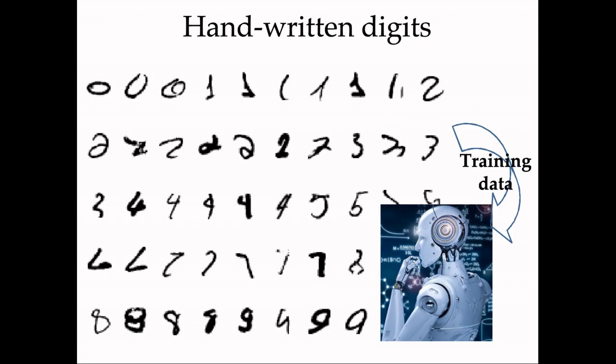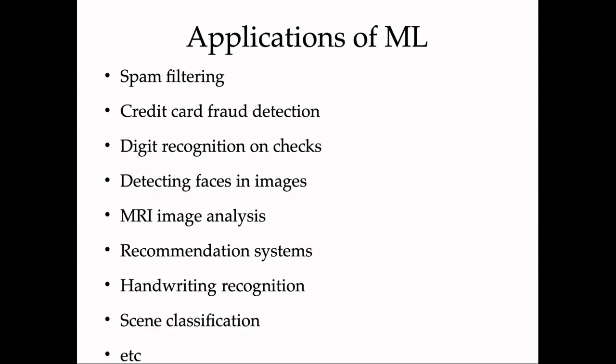These digits can be used as a training set. Once a machine learning model is trained using this data, it can recognize handwritten digits that are not included in this training set. There are numerous applications of machine learning: spam filtering, credit card fraud detection, digit recognition on checks, detecting faces and images, MRI image analysis, recommendation systems, handwriting recognition, sentiment classification, and etc.